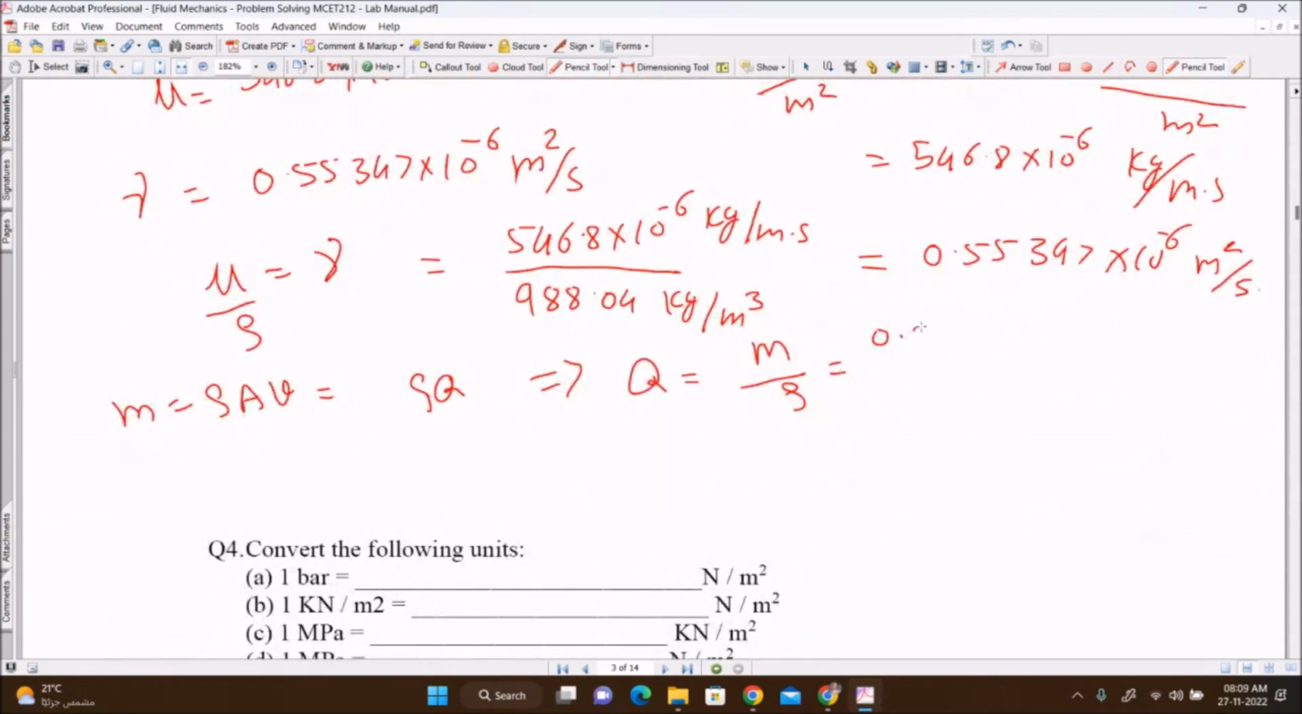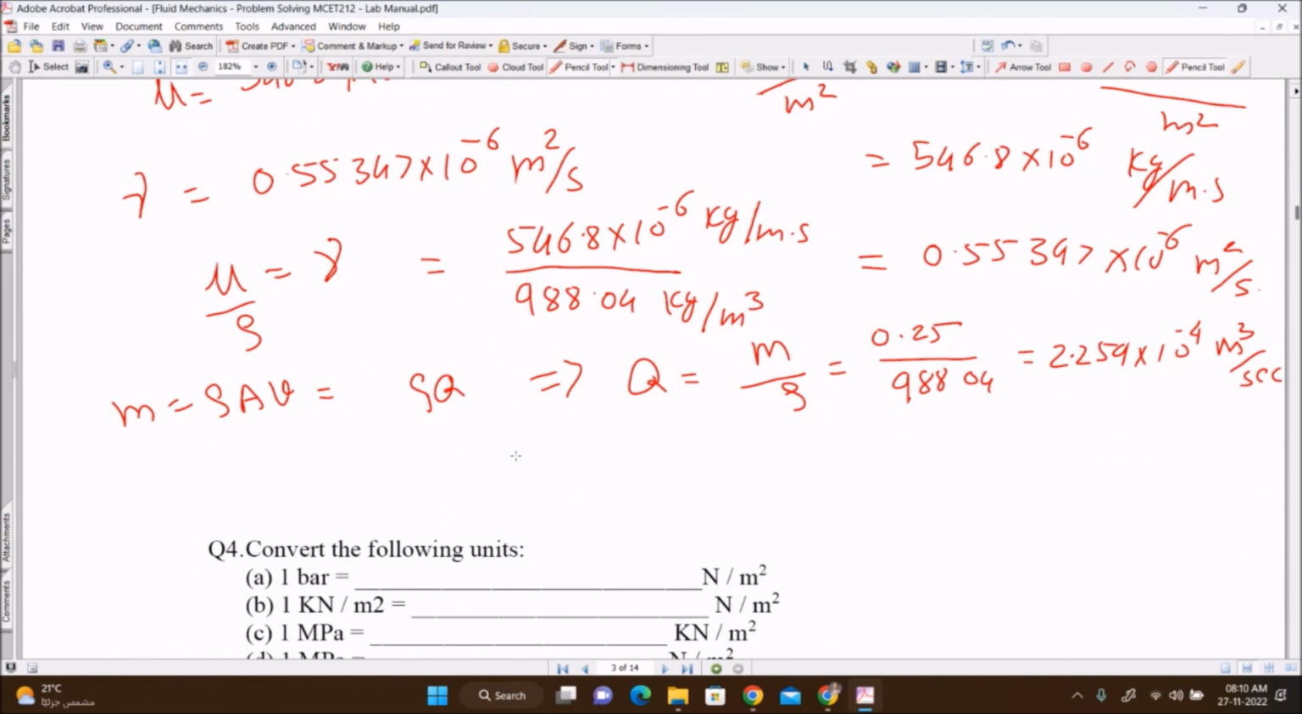0.25 and density is 988.04. So you will get 2.259 into 10 to the power minus 4 meter cube per second. This is the discharge.